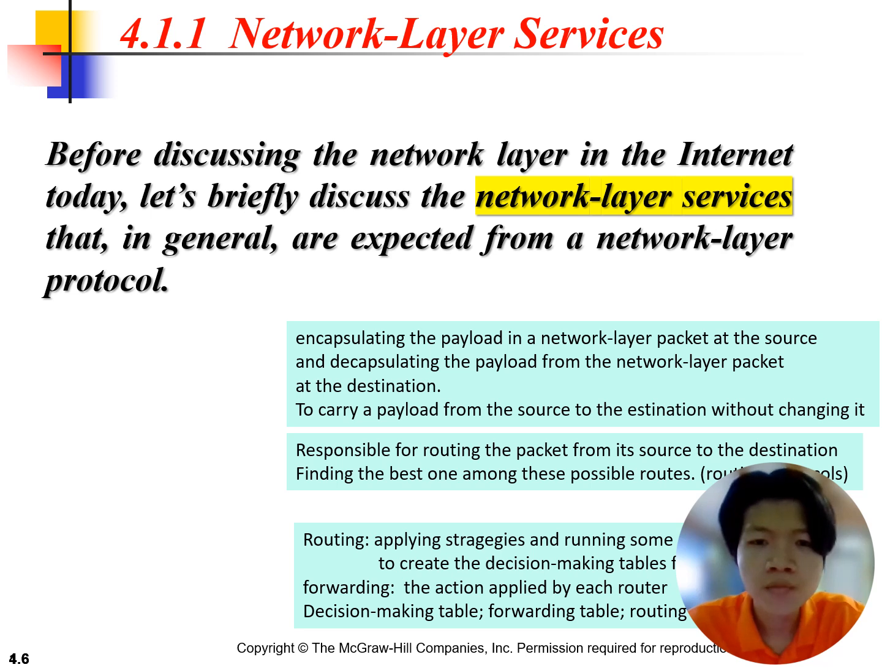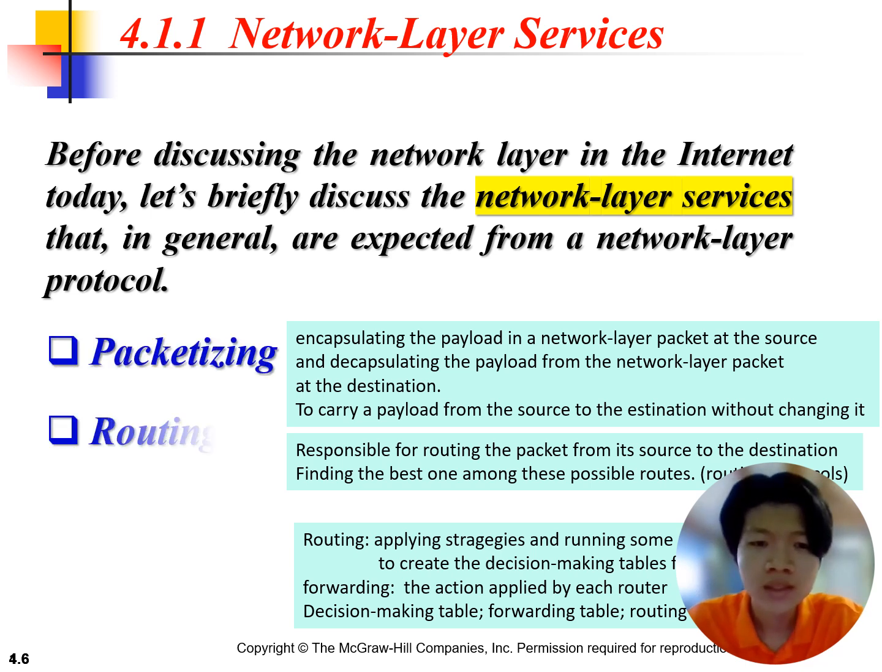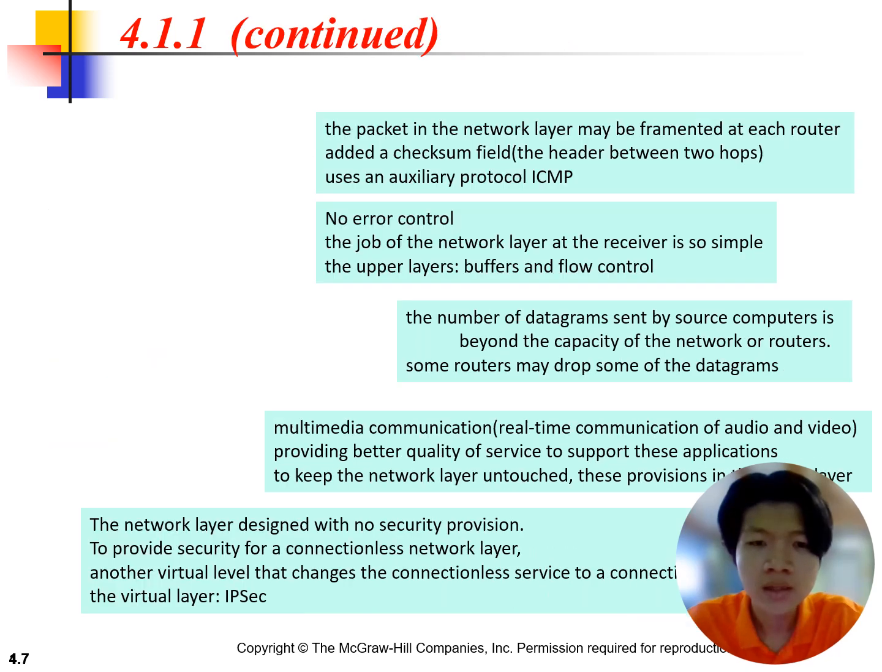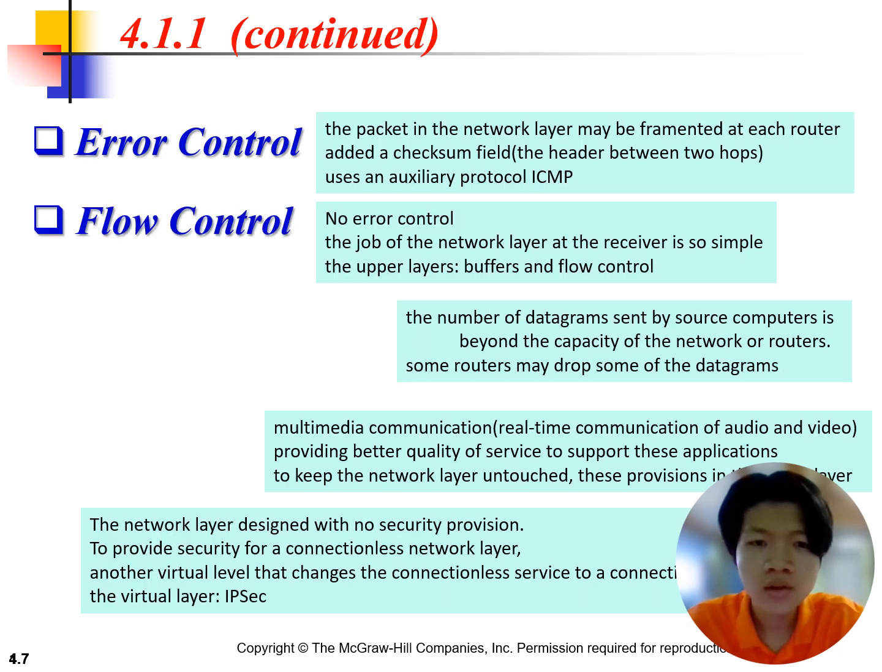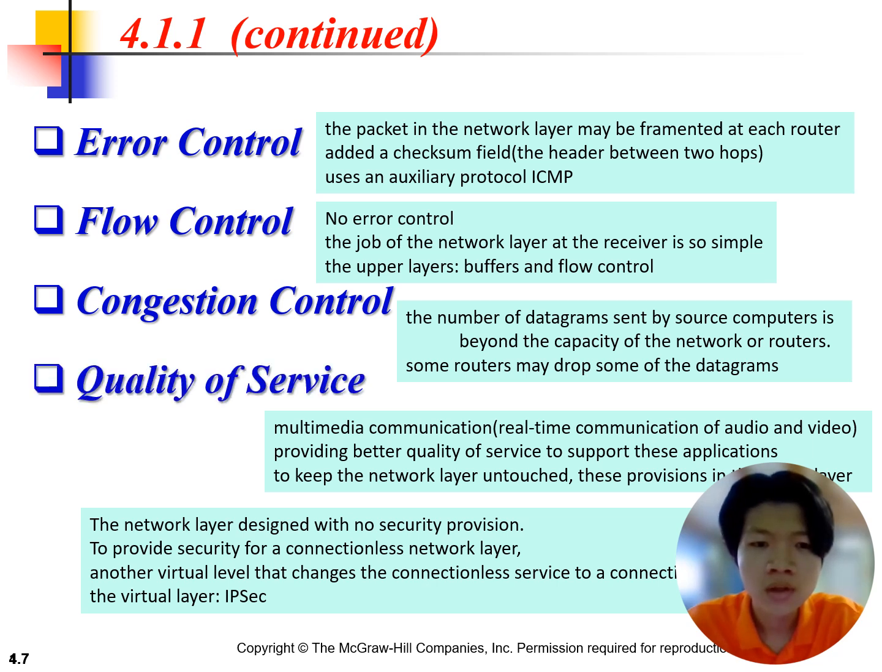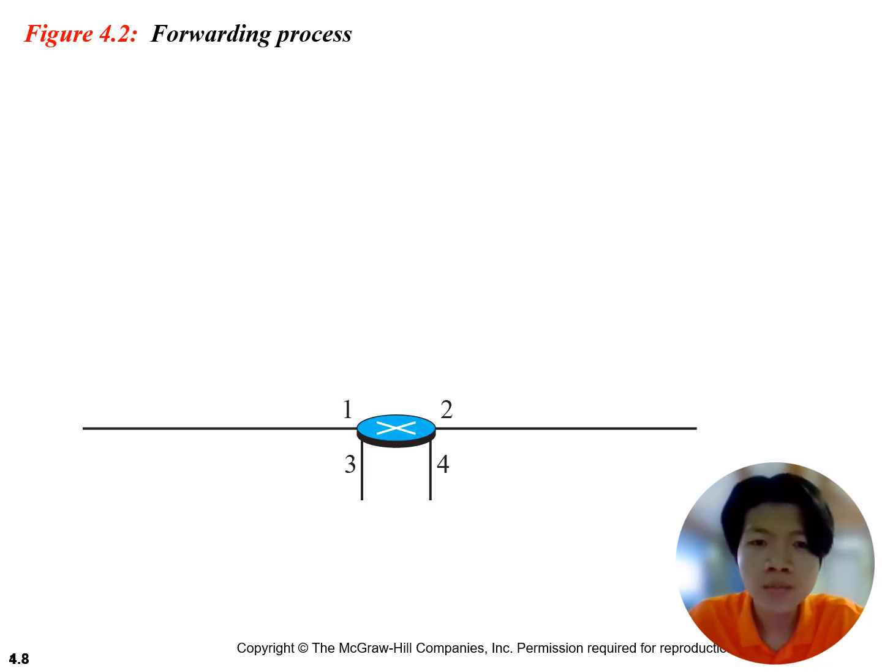Before discussing the network layer in the internet today, let's briefly discuss the network layer services that in general are expected from a network layer protocol. They include packetizing, routing and forwarding, error control, flow control, congestion control, quality of service, and security. Here is a figure of the forwarding process.